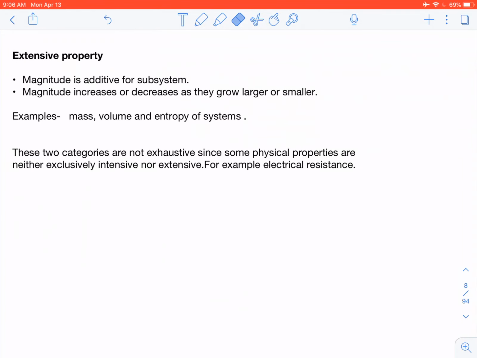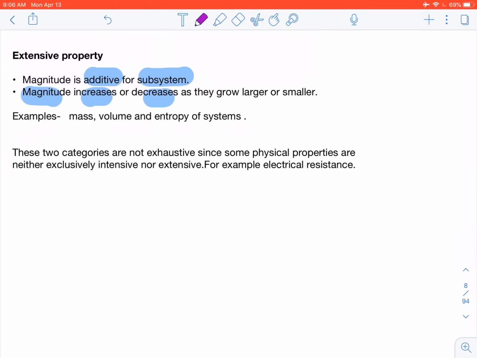Now let's look at extensive property. An extensive property is additive for subsystems, and the magnitude increases or decreases as they grow larger or smaller, right? So the magnitude increases or decreases.